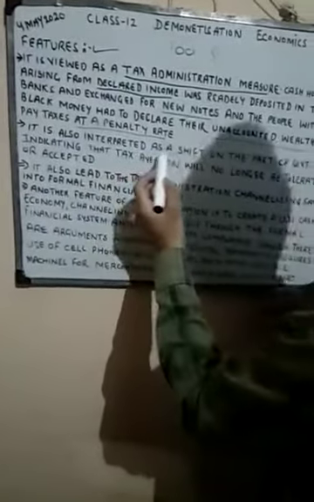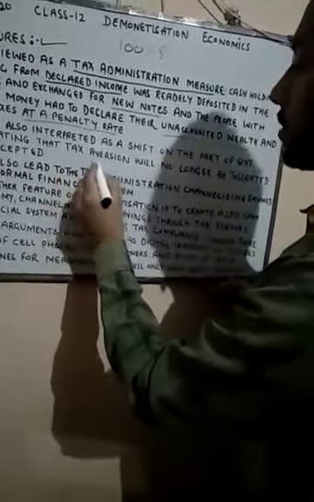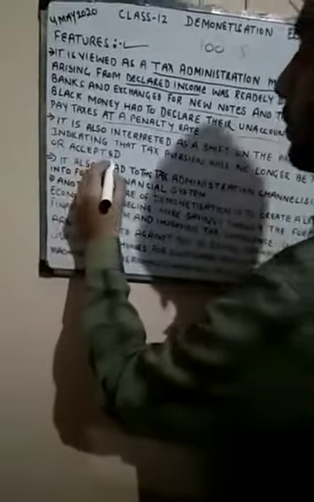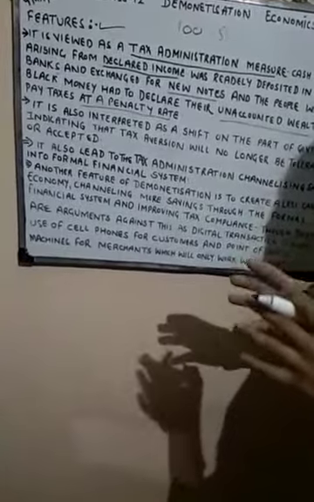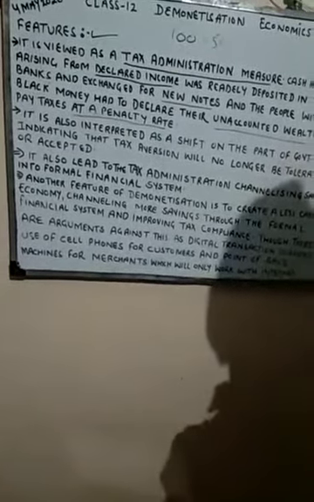Next, it is also interpreted as a shift on the part of the government. The government was indicating that tax aversion, meaning people who are not paying taxes, will no longer be tolerated or accepted. Because now if a person has deposited money with the bank, he or she is within the reach of the government. So tax aversion will not be accepted by the bank or the government.